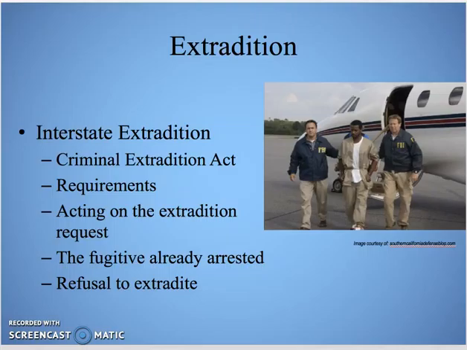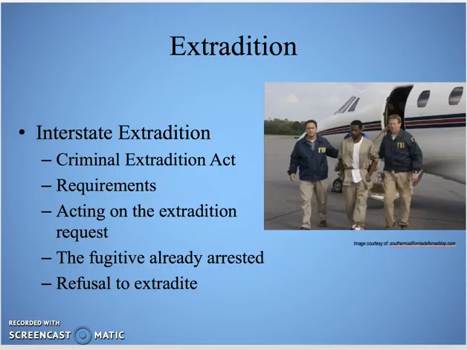The application must show the name of the fugitive, the crime, the approximate time and date, the circumstances surrounding the crime, and the state and location where it is believed the fugitive is located. The state in which the fugitive is located is referred to as the asylum state.